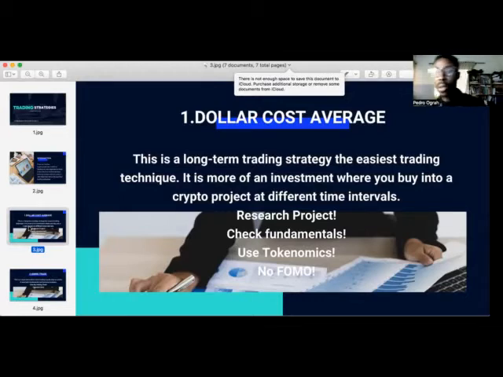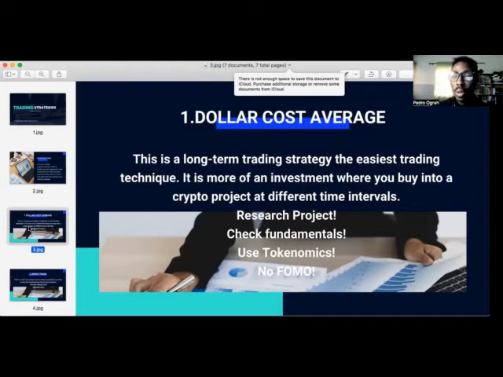So what do you do with dollar cost average? The key point in dollar cost average is that it's a long-term project. You research the project, you use fundamentals, you use tokenomics, there's no FOMO. So these are the key points in dollar cost average. Repeat the key points again: you research the project, you use fundamentals, you use tokenomics, and there's no FOMO.